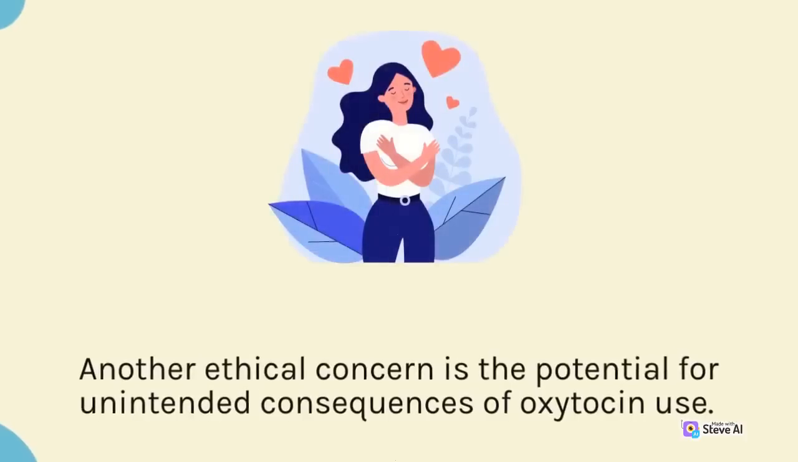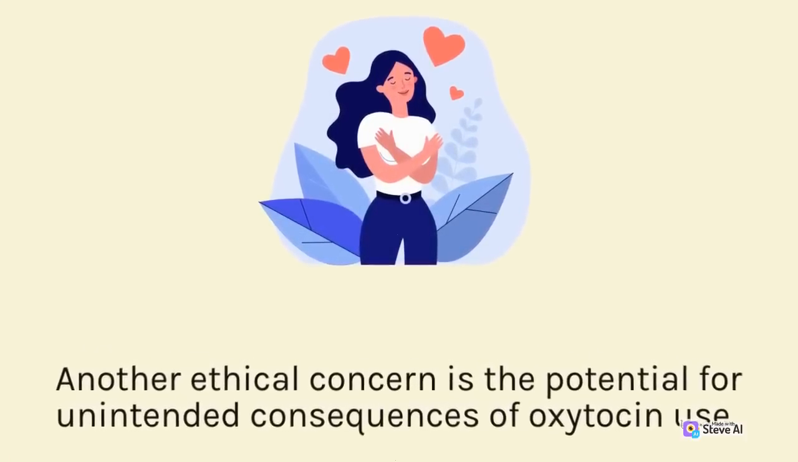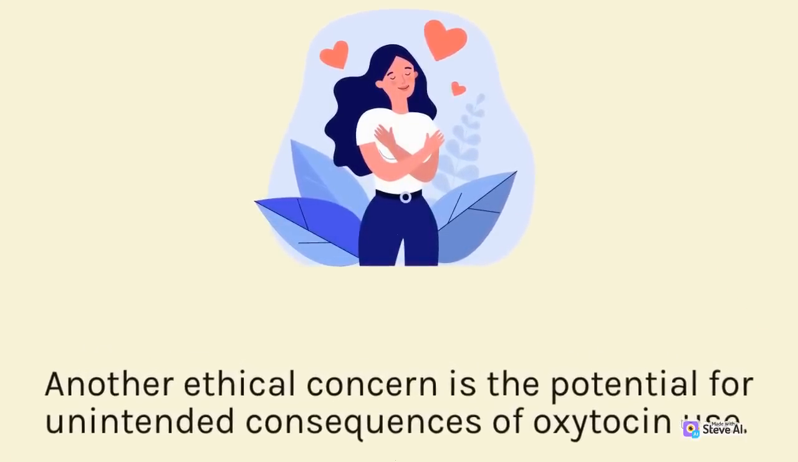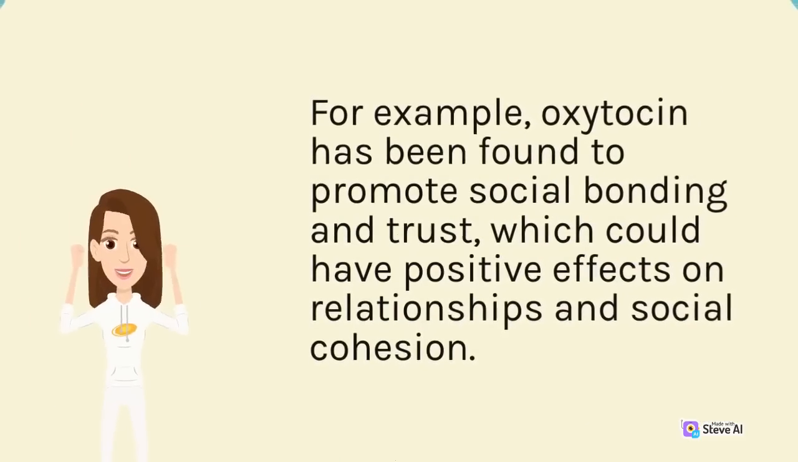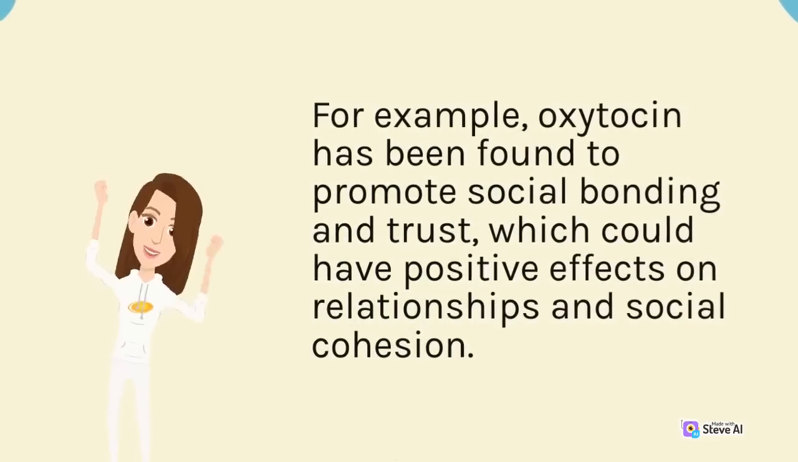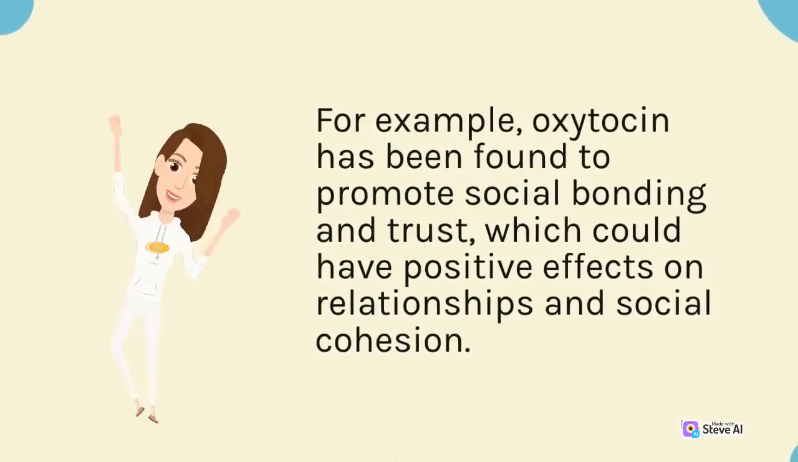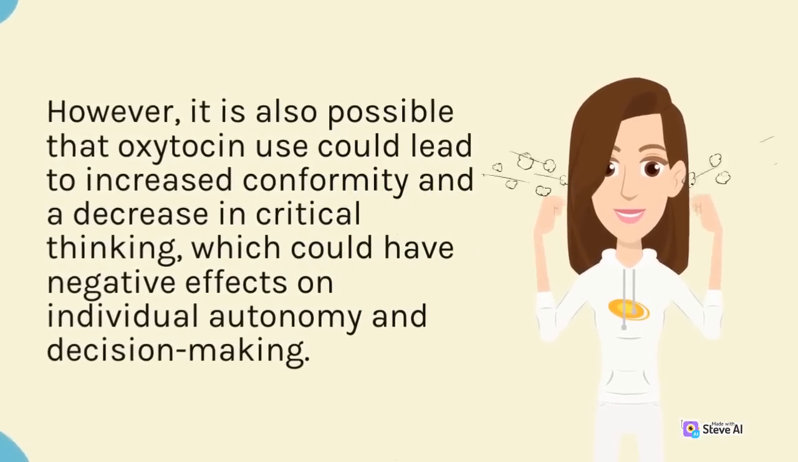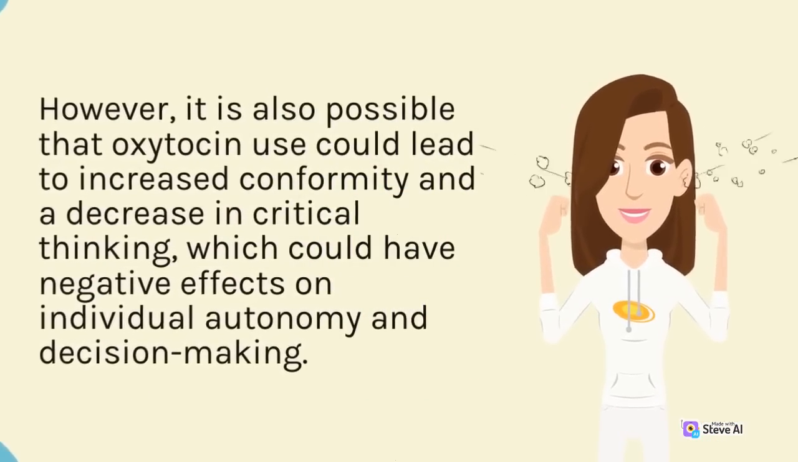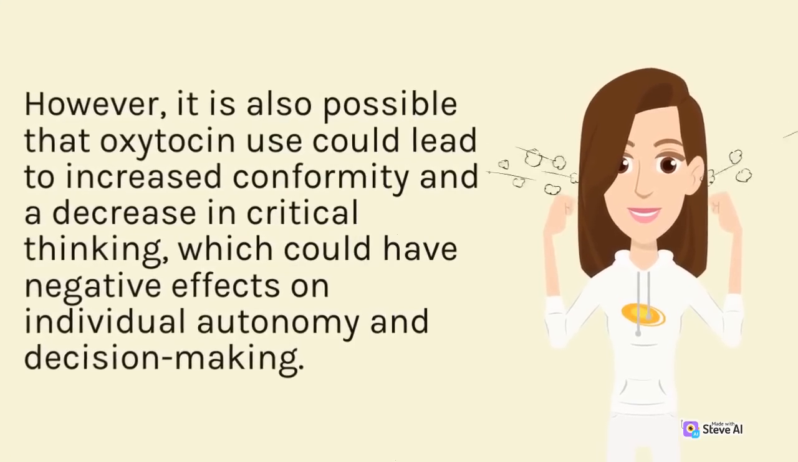Another ethical concern is the potential for unintended consequences of oxytocin use. For example, oxytocin has been found to promote social bonding and trust, which could have positive effects on relationships and social cohesion. However, it is also possible that oxytocin use could lead to increased conformity and a decrease in critical thinking, which could have negative effects on individual autonomy and decision-making.